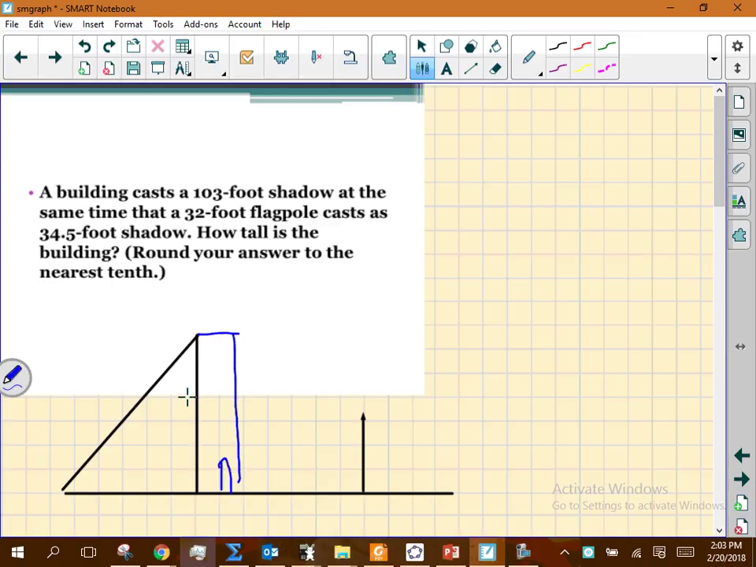And I don't know how tall it is. That's what they're asking me for. Okay. But the sun up here is casting light, right? And that light is then being blocked out by this building and creating our shadow down here, right? Does that make sense to everybody?